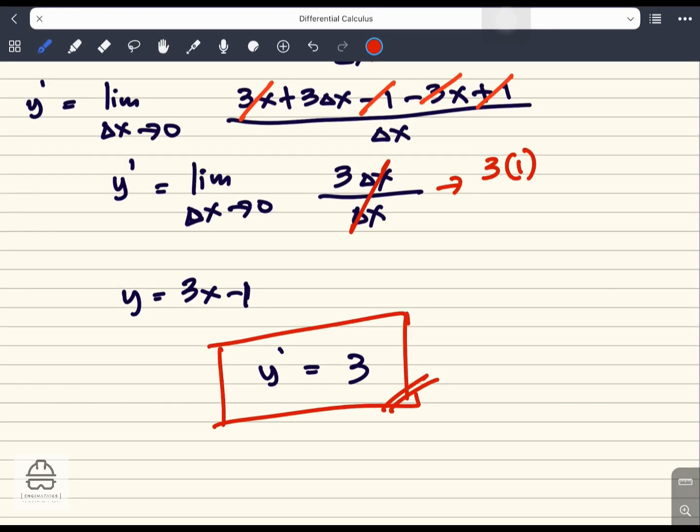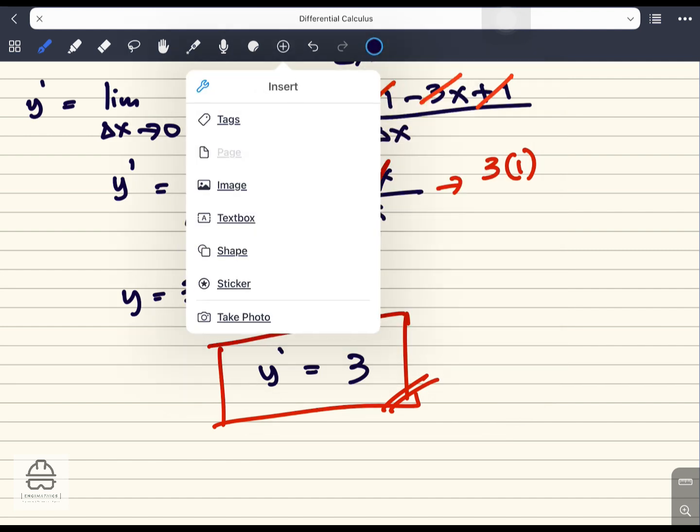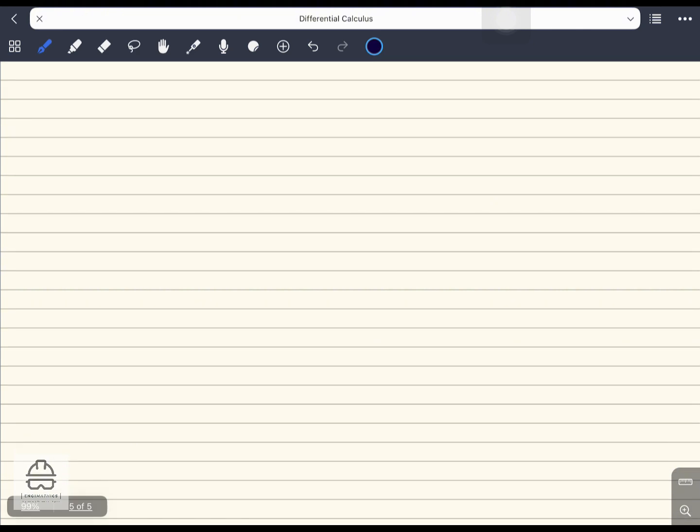Okay, so let's try another example. This time we will be deriving a function in a fraction form, but we will be using the limits definition in deriving the function. Okay, so we have an example here. The y is equal to x divided by x plus 1.